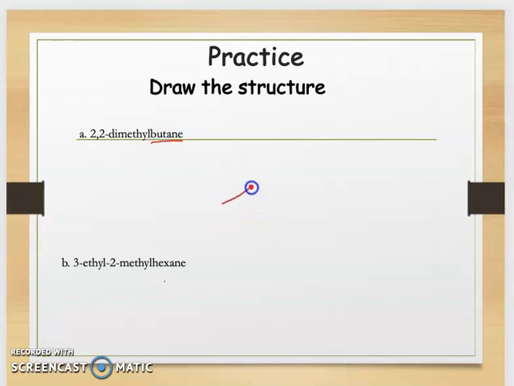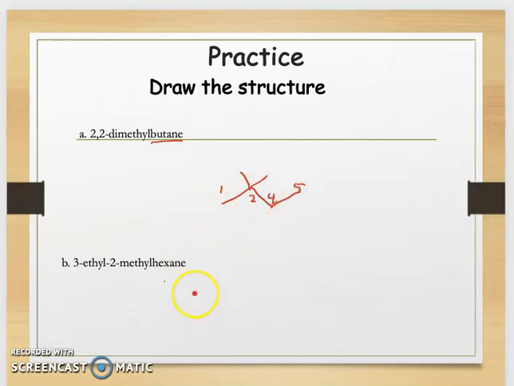Okay, so the parent chain is butane, which is a 4-carbon compound, and then on carbon 2 you have 2 times methyl. Okay, so it's dimethyl. If I'm counting from the left side, having this as my carbon 1, and on carbon 2 I have 1 methyl and another methyl. Okay, or I could count from the right side, and this would be my carbon 2. You would have 2 methyls here, but since I started from the right side, there I have it there.